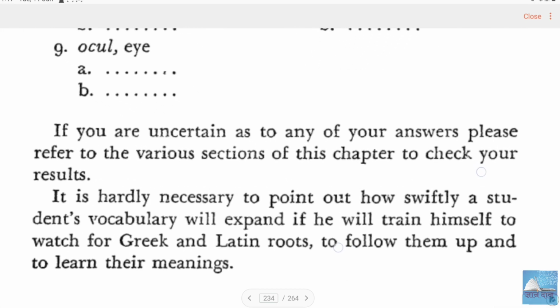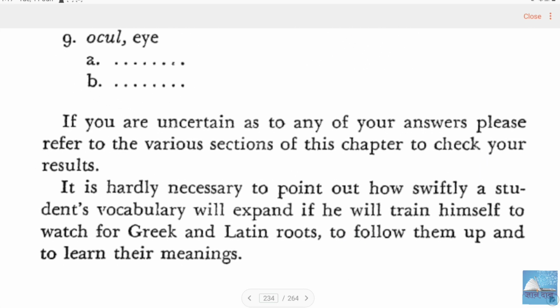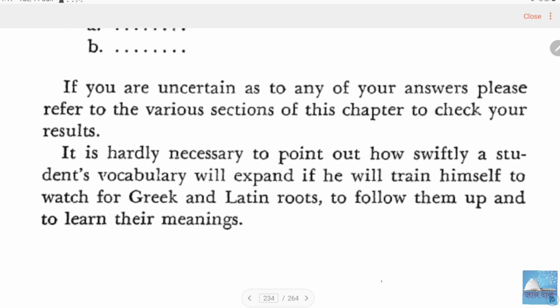If you're uncertain as to any of your answers, please refer to the various sections of this chapter to check your results. It is hardly necessary to point out how swiftly a student's vocabulary will expand if he will train himself to watch for Greek and Latin roots, to follow them up and to learn their meanings.